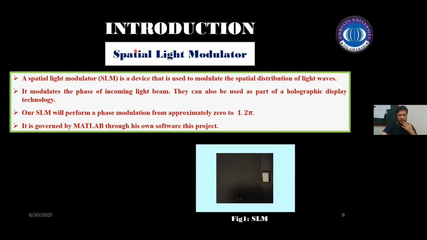We use the spatial light modulator here to modulate the light and apply a mask. It modulates the phase of the incoming light, and the SLM can also be used for holographic display. In our case, the SLM modulates the phase from 0 to 1.2 pi, and we control it through MATLAB using its own software.